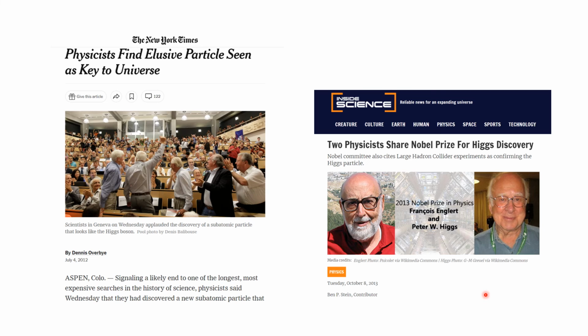And this discovery is so critical, so central to our understanding of the fundamental structure of the universe, that it kicked off a 50-year search. And you see the article here in the New York Times beginning by telling us that this was the end of one of the longest, most expensive searches in the history of science to finally discover the Higgs boson.